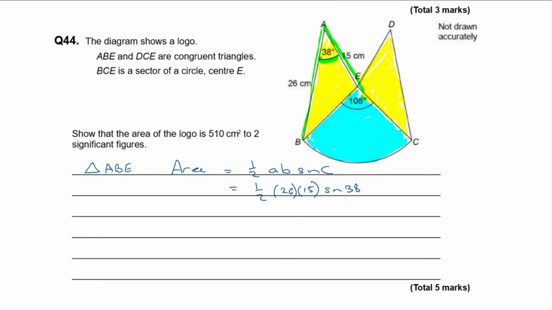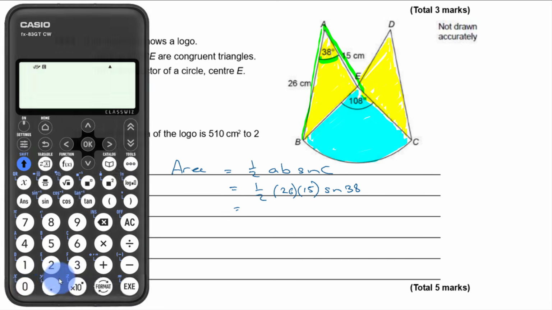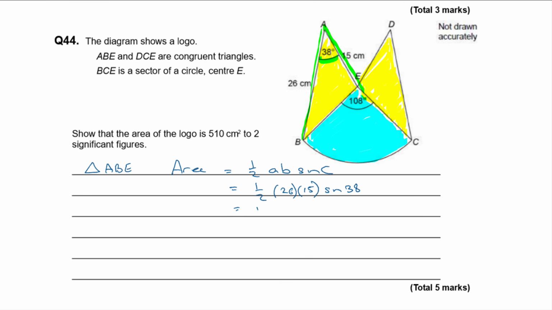So tapping that carefully into the old calculator: half times 26 times 15 times the sine of 38. Now that comes to 120.05. I'm going to just round that off to 120.1.